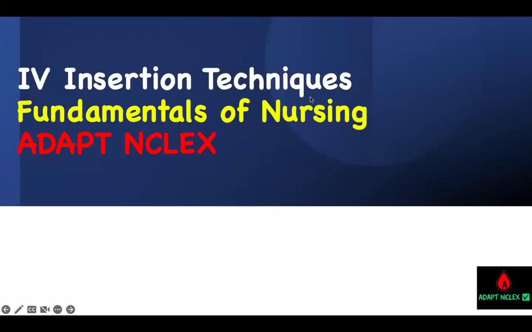Welcome to Adapting Class. IV insertion techniques. This is a fundamentals concept that, as a nurse, you should be comfortable with. When you see it in the question, you should be comfortable answering it. So let's get to it, because this is something that keeps showing up on the NCLEX. There are certain key things you're supposed to know.